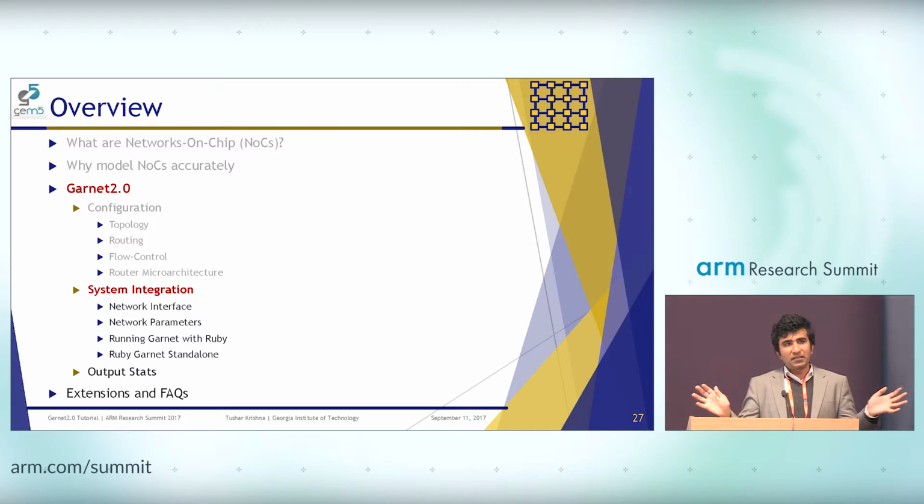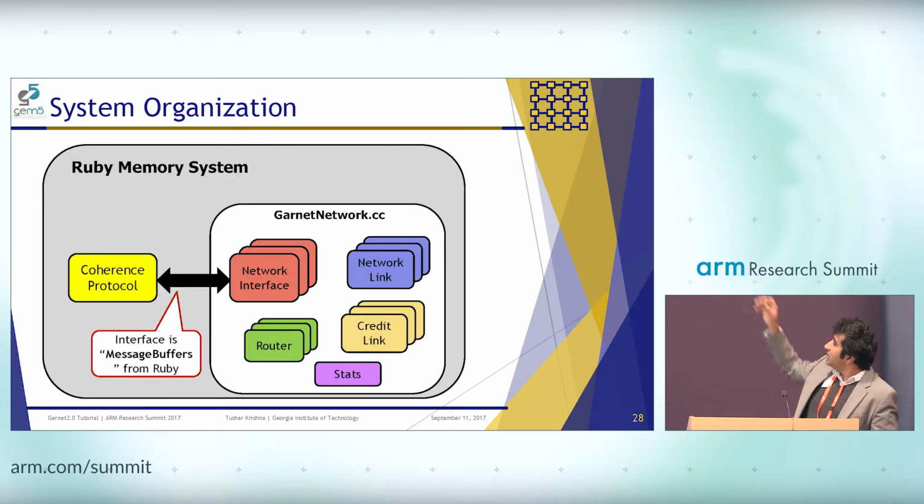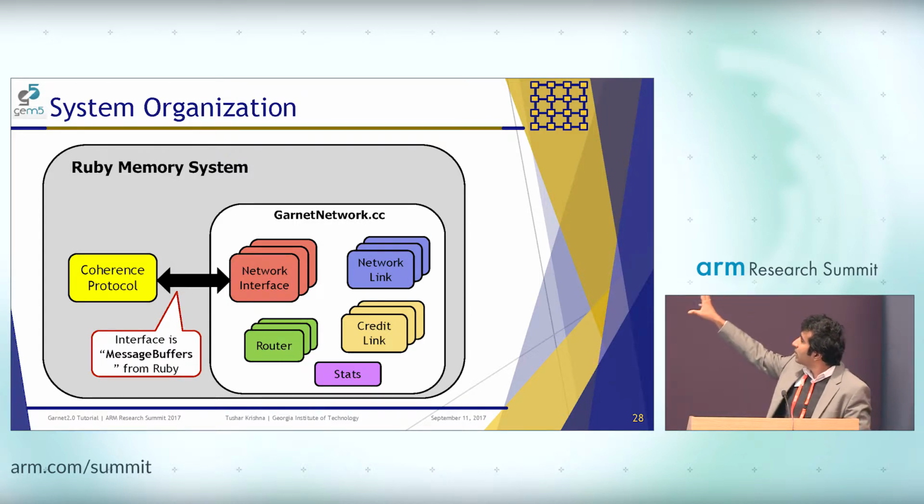Okay, so that's basically how all of the components are modeled inside Garnet. And now let's see how this interfaces with the external system. So this is a snapshot of where Garnet comes in. You have the Ruby memory system, that's the coherence protocol. Jason alluded to message buffers. This is the interface between different buffers inside the Ruby memory system. So the coherence protocol will inject things into the message buffers, let's say an output queue, and say, I want to send this over to some node. And that interfaces with the network interface inside Garnet.